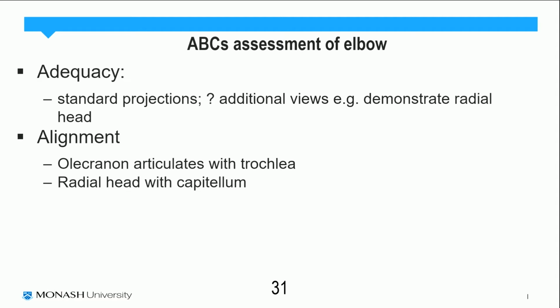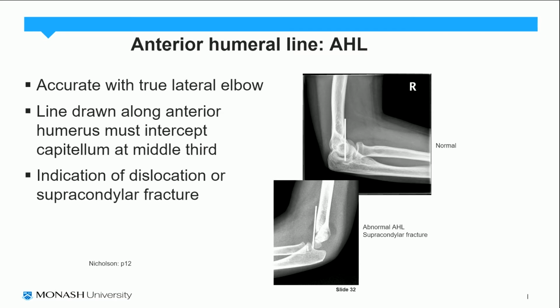So now when we look at the ABCs of the elbow, so adequacy. Do you need to have additional views, especially if there's a suspicion of a radial head? And then in terms of alignment, the olecranon should articulate with the trochlea and the radial head with the capitellum. Now the lines that we need to draw to assess whether there's any dislocation or subluxation.